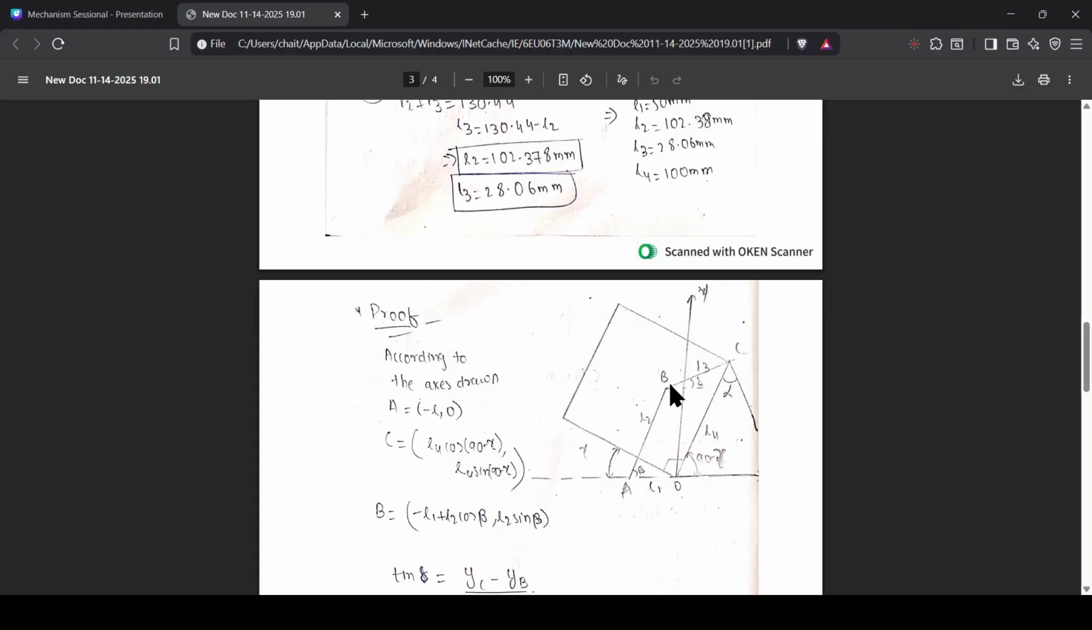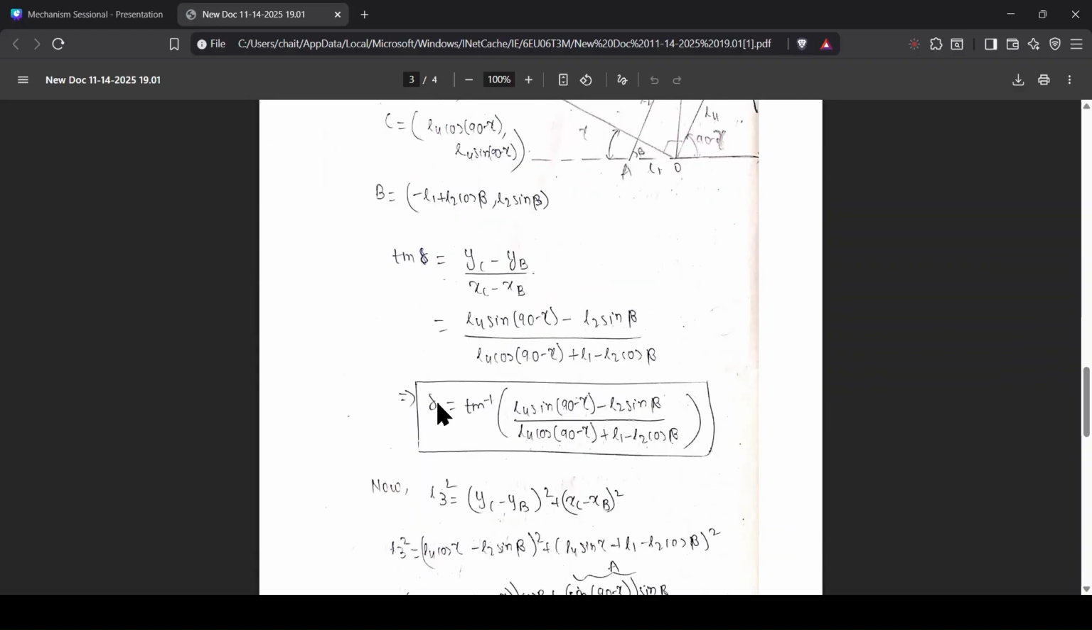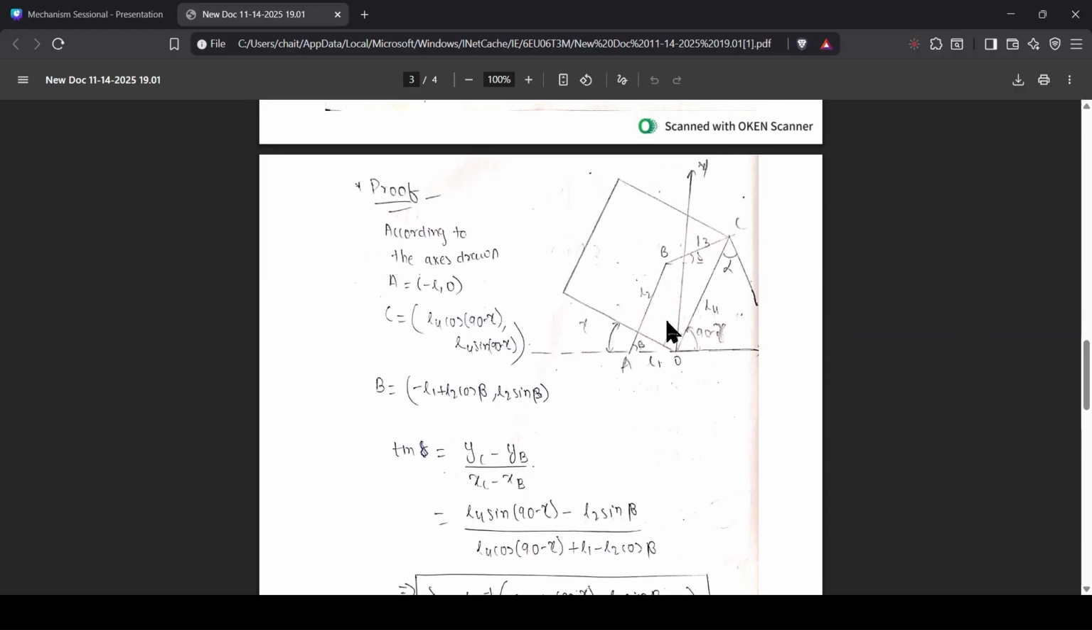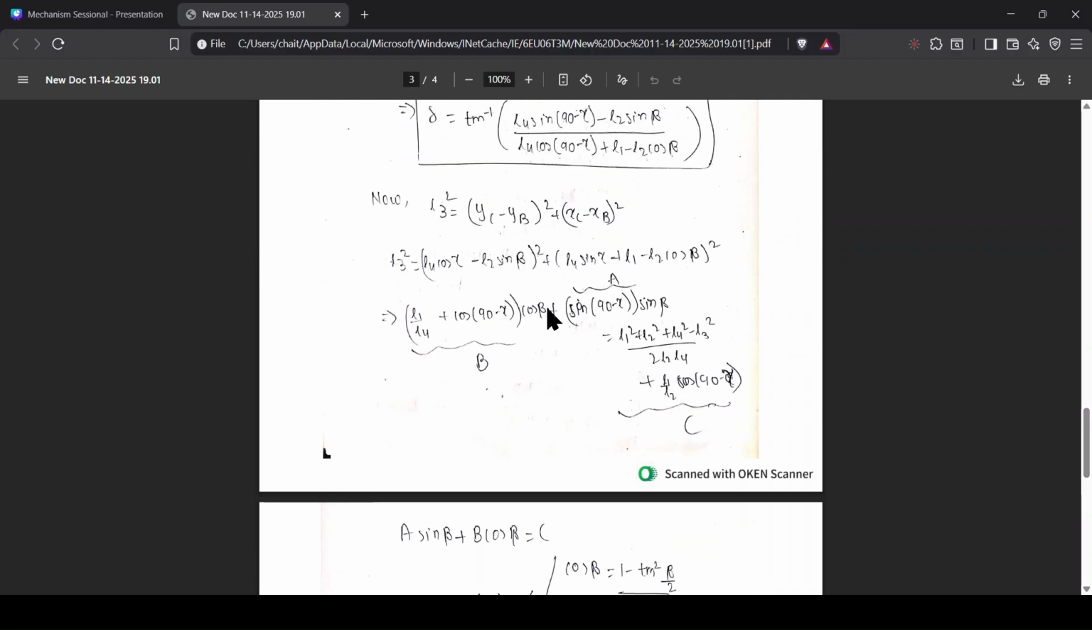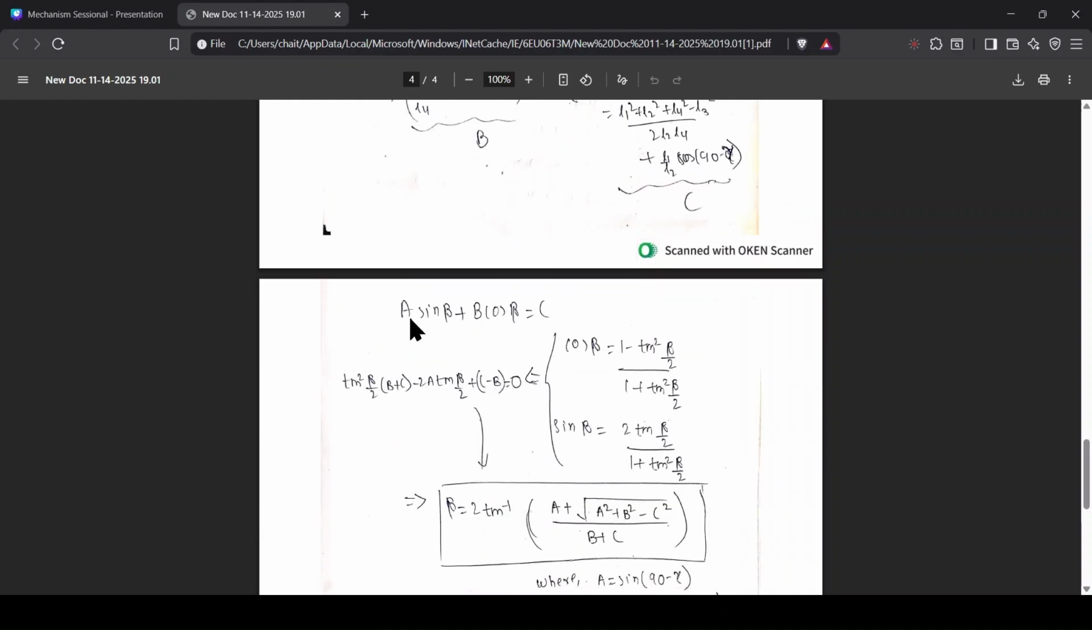Delta is the angle link BC makes with the horizontal. We calculate delta and get it in terms of gamma and beta. Next, we need to find out what beta is. So we write the length of L3 in terms of the coordinates of B and C. We do some manipulations and we end up with this equation: a sin beta plus b cos beta equals c, where a, b, c are appropriate constants.